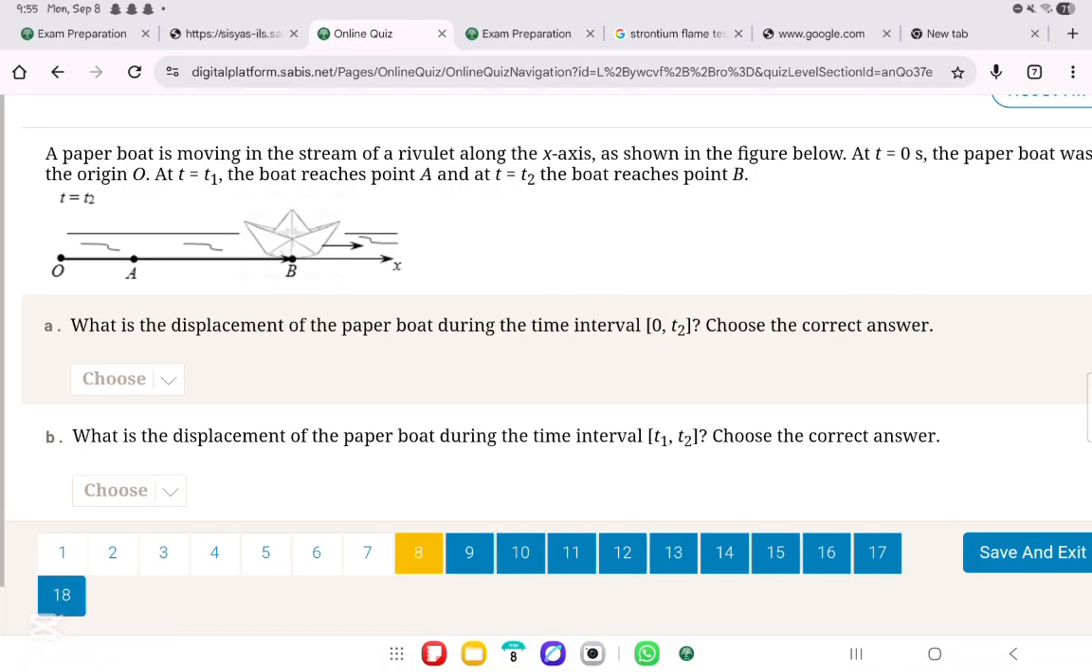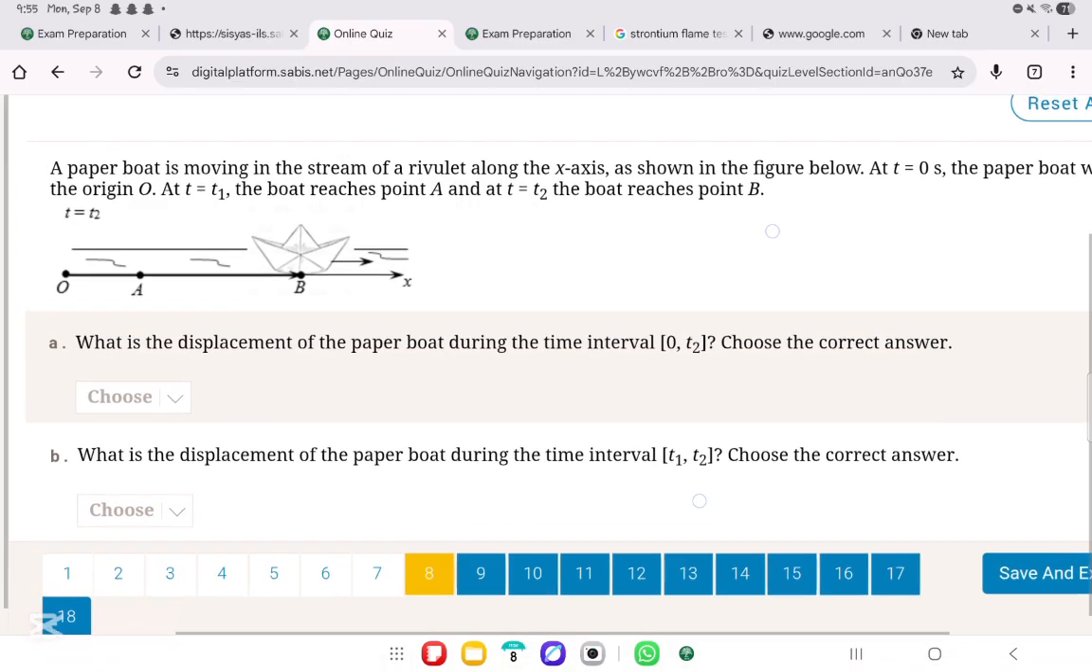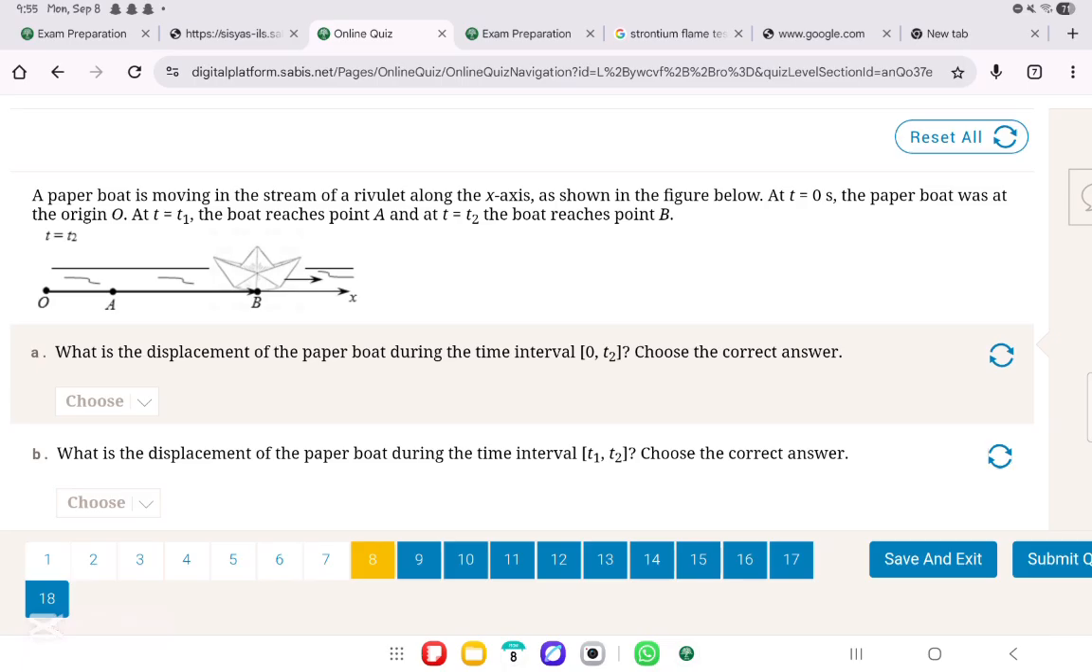A paper boat is moving in the stream of a rivulet along the x-axis as shown in the figures below. At time equals 0 seconds, the paper boat was at the origin, O. At t1, the boat reaches point A, and at t2, the boat reaches B. So let us say it goes from O to A to B. At O, it was at time 0. At A, it was at time 1. And at B, it was at time 2.